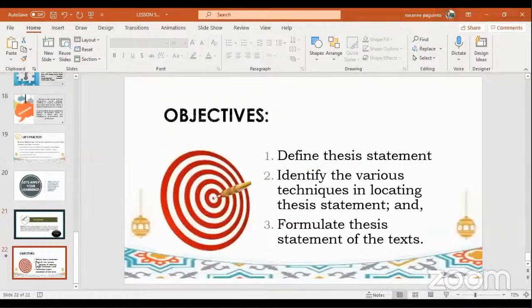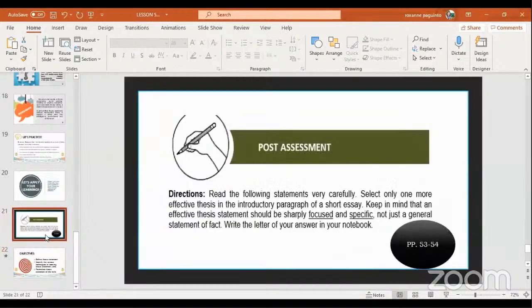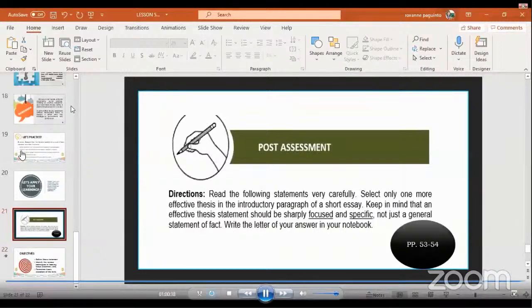And for our objectives, we'll go back to our goals. First goal, did we define the thesis statement? Yes or no, class? Yes. Correct. Number two, did you identify various techniques in locating the thesis statement? Yes, ma'am. And number three, did you formulate your thesis statement of the text? Yes. Okay. So for your final activity, I repeat, you have to answer the post-assessment part in your module, pages 53 and 54.